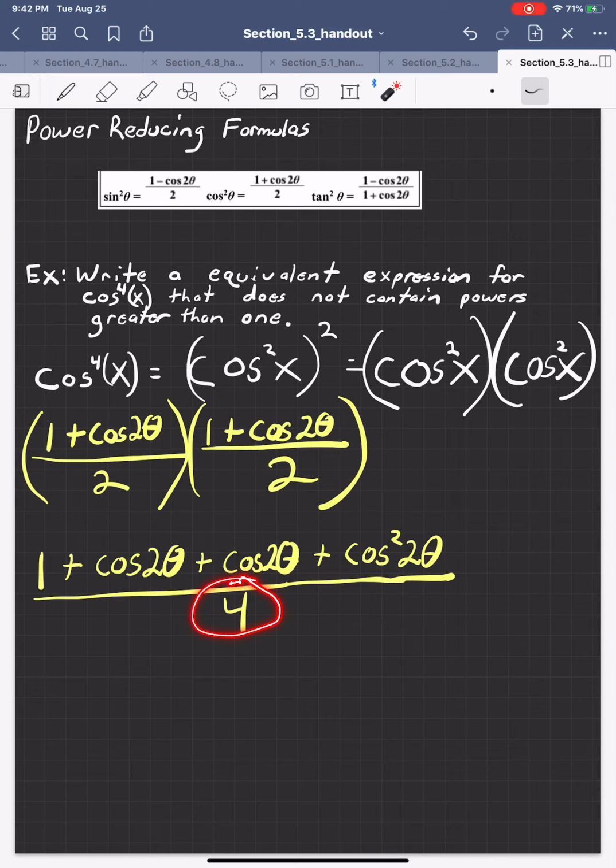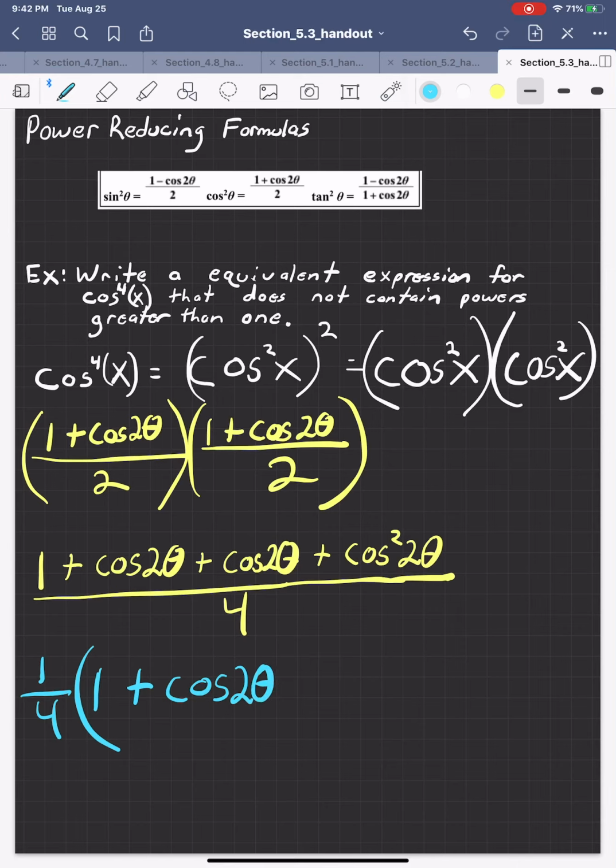Right? To divide by 4 is to multiply by 1/4. In my professional opinion, I think it's easier to think about multiplying by 1/4 than it is to think about dividing by 4. Doesn't matter, I agree with you.